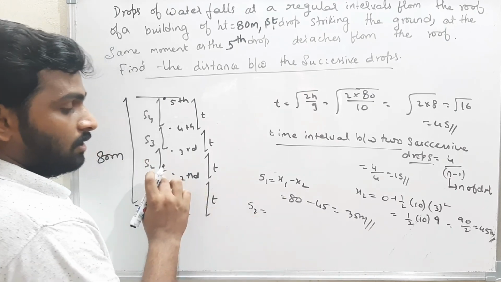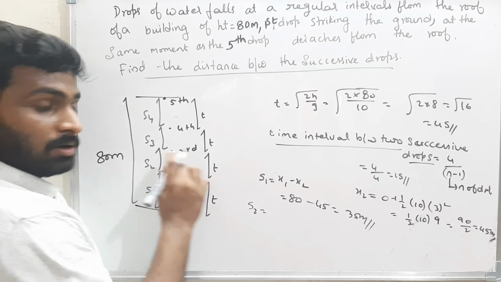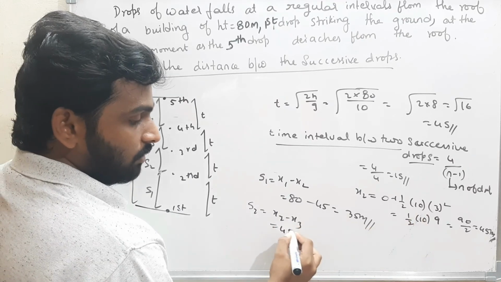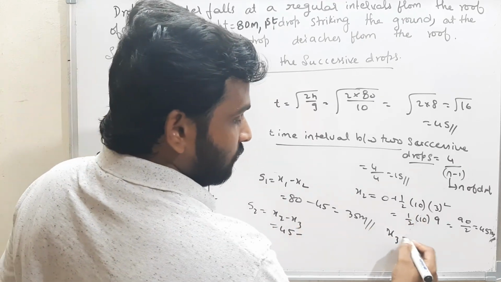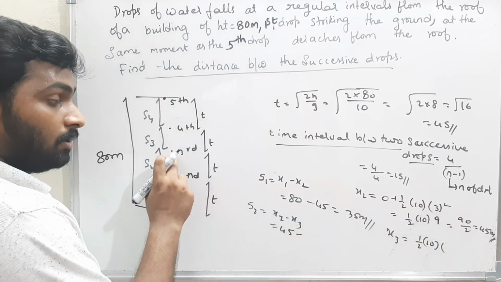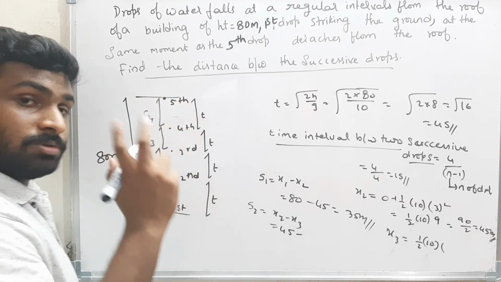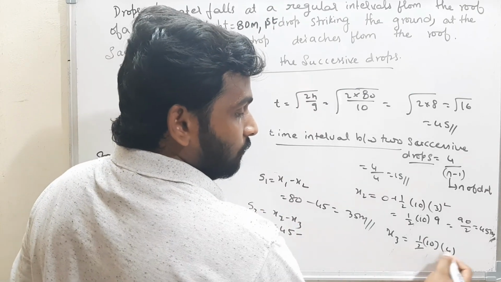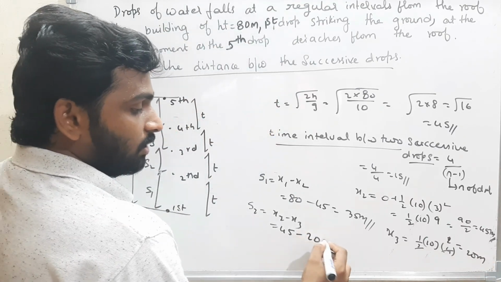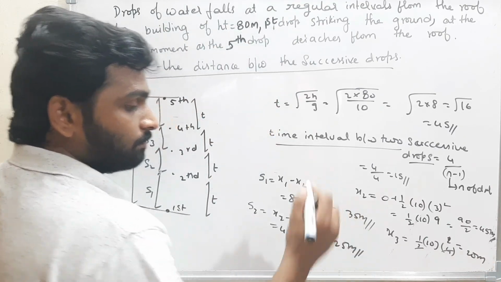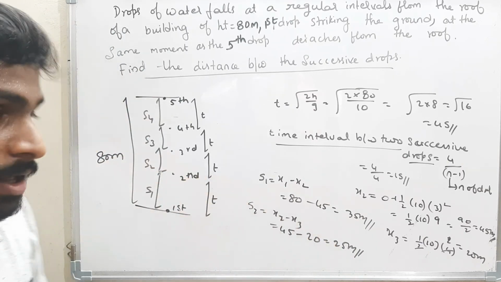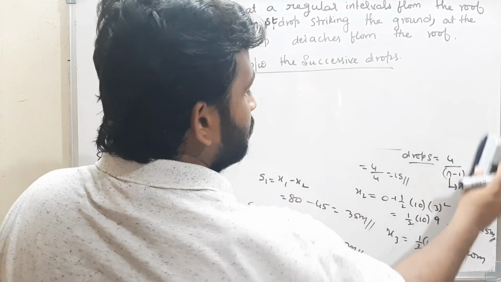S2 is the distance traveled by the second body minus the third body, that means x2 minus x3. x2 we got as 45 meters. What is x3? x3 is half into g, that is 10, into the time squared. The third drop will travel only for 2 seconds. 2 squared is 4, therefore half into 10 into 4, that means 20 meters. Therefore, 45 minus 20 is 25 meters. The distance between the second drop and the third drop is 25 meters. Now, what is the distance between the third drop and fourth drop?